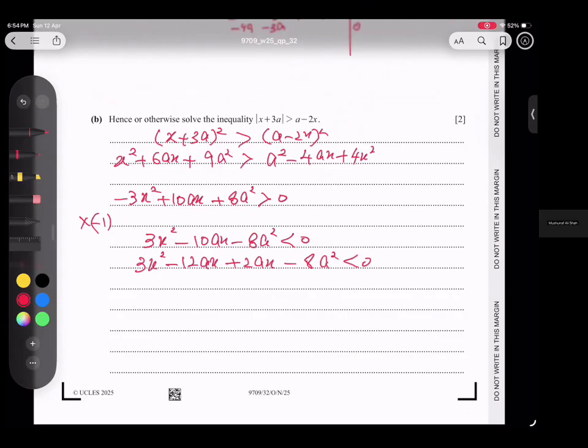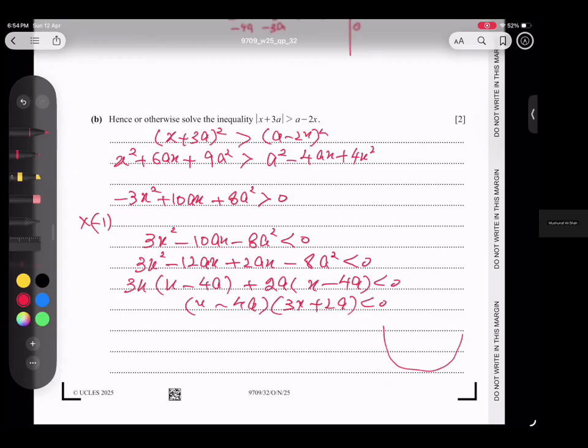We can use the quadratic formula even, but I think it's quick work, not a hard job. So I'm getting 2a common here. I get, students, x minus 4a. I got two answers: x minus 4a and 3x plus 2a is less than 0.